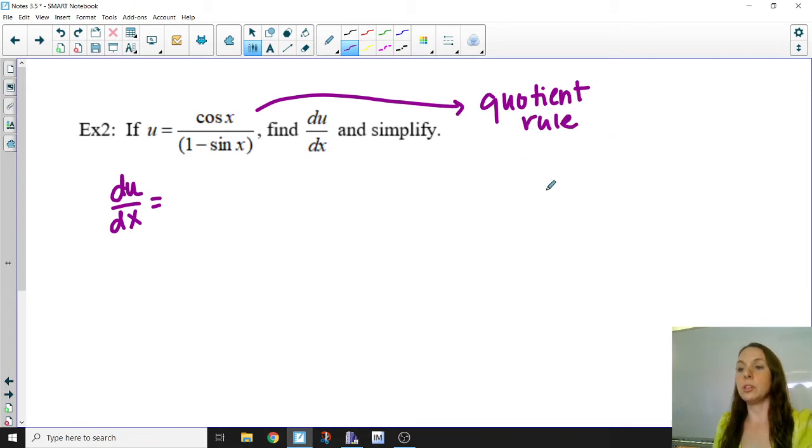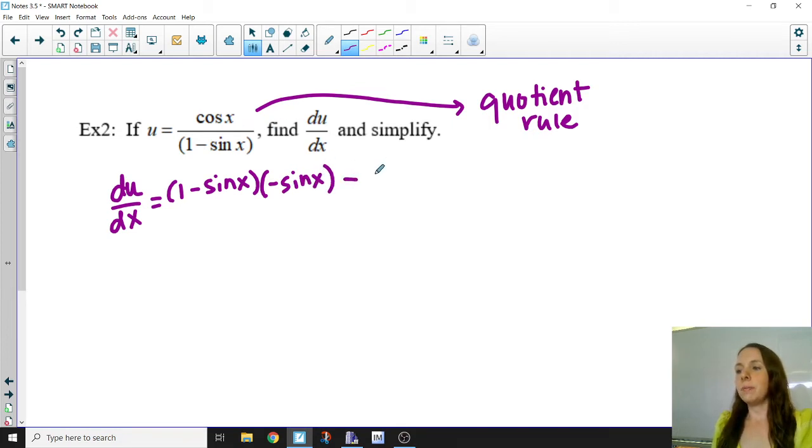Now, I'm not going to write this little saying out, but you may remember that I like to say this for quotient rule. Quotient rule is low d high minus high d low, all over a low low. All right, so let's try it. Low is 1 minus sine x. D high, the derivative of cosine is negative sine. Let's put that in parentheses because of that negative.